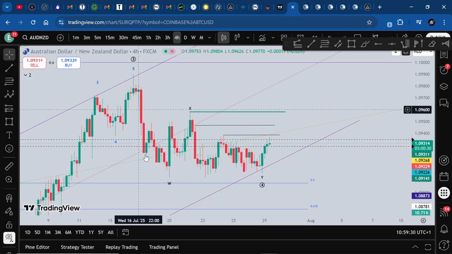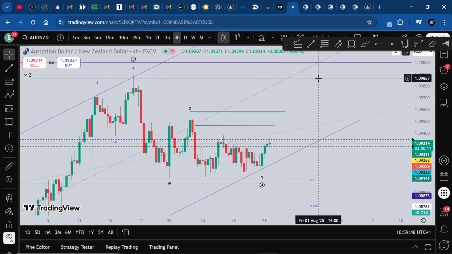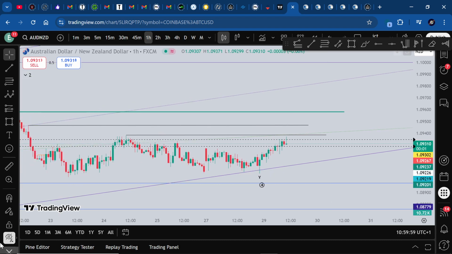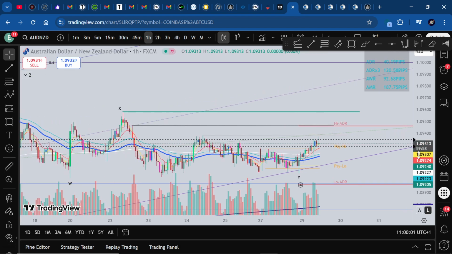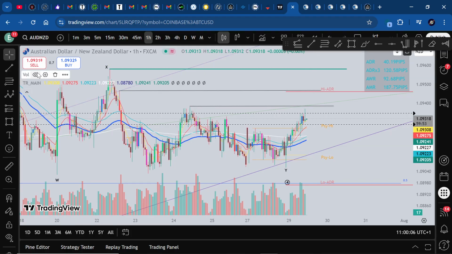But the moment this is broken, some people call it a connector, that tells us that this correction that started here is over. And there's only two things price can do after it takes that. It could make another low and then go higher. I'm of the belief that this correction is over. So looking for higher on AUDNZD. Going to put the indicators on. You can see that we're trading above the 50 EMA. Okay, we've got, let me get these. There's too much on my charts these days.